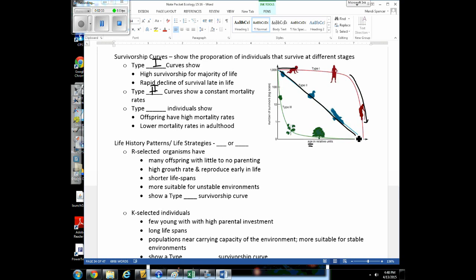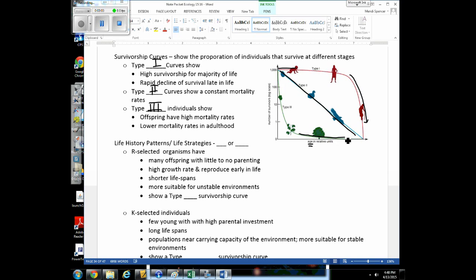And then you have the type 3 survivorship curves. What happens in that situation is organisms that are relatively young have a high mortality rate. They do not survive well whenever they're young. But if organisms can actually reach an adult stage, then they have high survivorship. Now that's kind of tied into our life history patterns, which could also be called our life strategies.